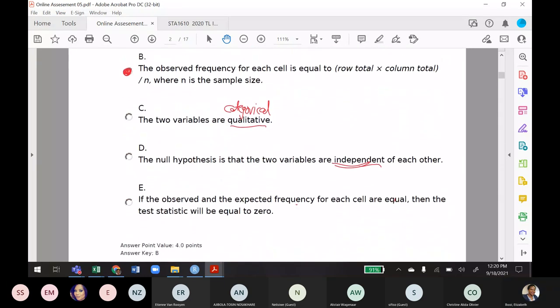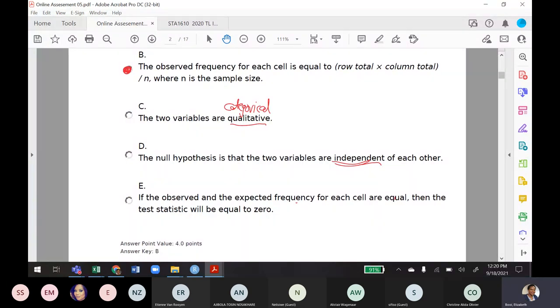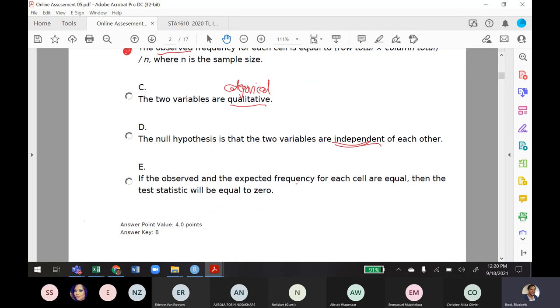So B is the incorrect answer because B refers to the expected frequencies.